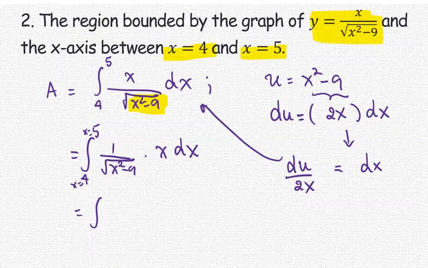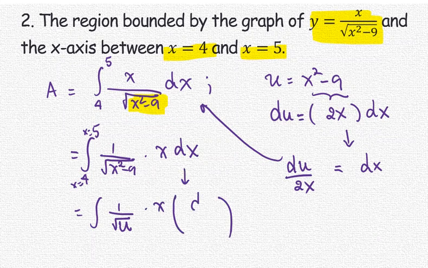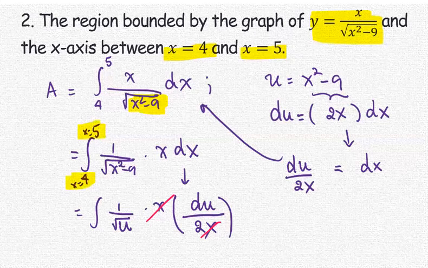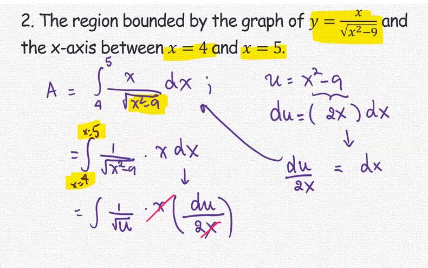Replace one at a time. The square root of x squared minus 9 is 1 over square root of u. The dx is du divided by 2x. Simplify, x and x cancel. Right now we see everything in terms of u. One more thing that we have to do before we find antiderivative is changing the x into the u values for the lower limit, upper limit.